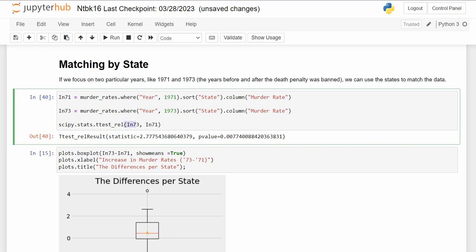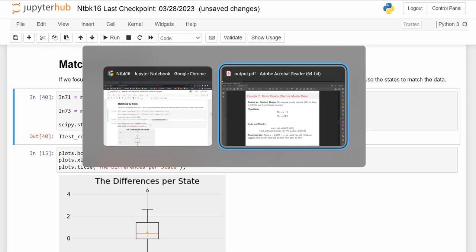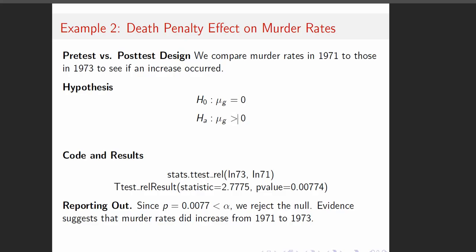So when we put them in here, we are putting two arrays in, and we are doing the 73 data minus the 71 data. Okay, and what do we get? We get the test statistic of around 2.78 and a p-value of 0.0077. Okay, let's jump back to the slides here and see. So we do have the p-value correct this time.